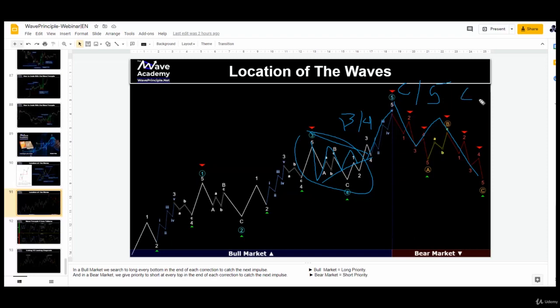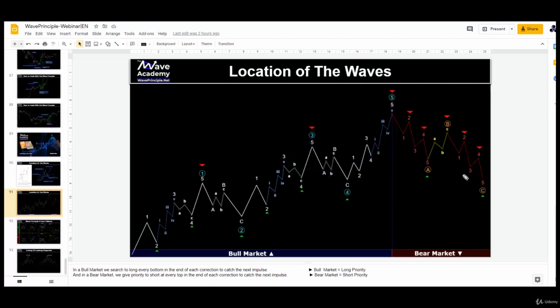If it's C, it's going to turn around 1, 2, 3, 4, 5. If it's 5, it's going to do the same, at least 3 movements to the downside. That also depends on what happens before this. So you need to understand where you are standing right now so that you can actually spot these things.